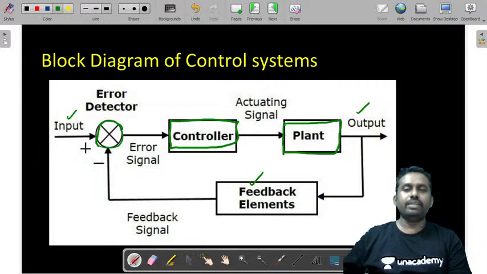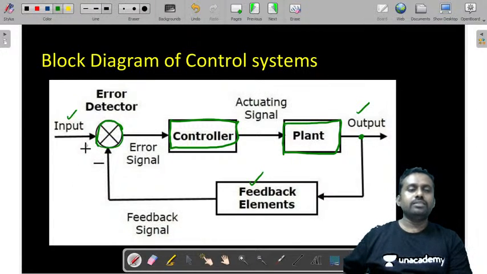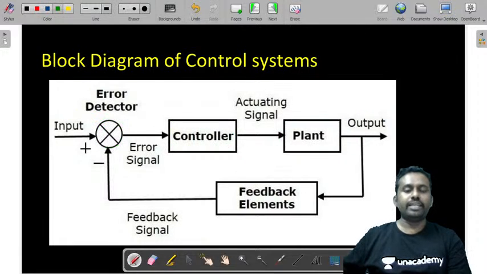This is the feedback: a part of the output that is taken and given as a signal to the input, combined with the input, is called feedback. It is given through some feedback element. Always the feedback element is a measuring element. So this error detector will generate an error signal which is given as the input to this controller. Then this controller will generate an actuating signal to this process, and a desired output is obtained at the output.